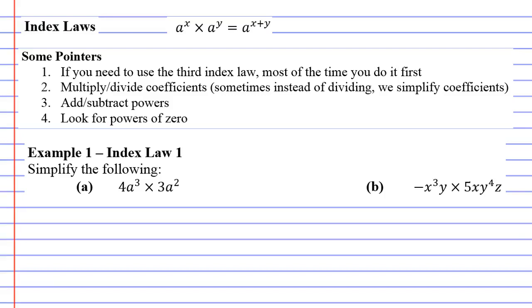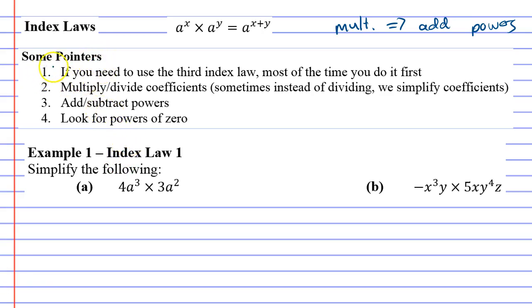Index laws example 1. Now, example 1 is based on index law 1, which basically says that if you are multiplying, then you will add the powers. Okay, so I've got some pointers here.